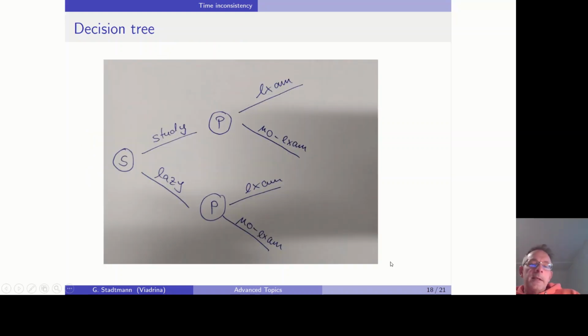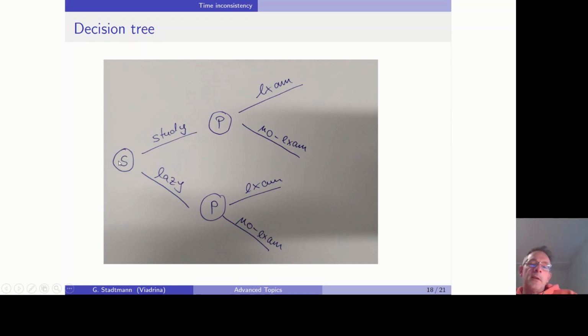So let's analyze this decision tree. In time period T1, the student has to make a decision to study or to be lazy. So the student has to commit or not to commit to the study. And then the professor can make the decision in time period T2 whether to give an exam or to have no exam.